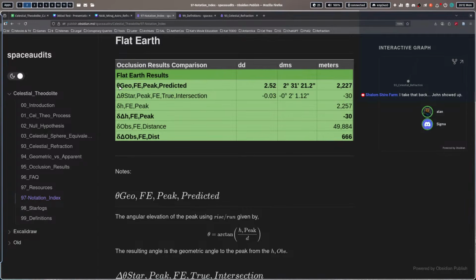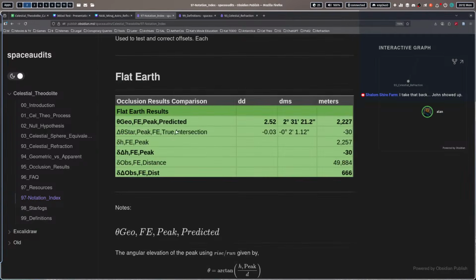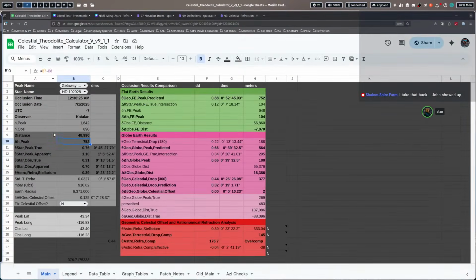So we start off with the theta geometric flat Earth peak predicted angle. This gives us the rise over run to the peak. And this is just arctan of rise over run to give us the peak angle. And that just involves this relative delta, this delta H here, and the distance.